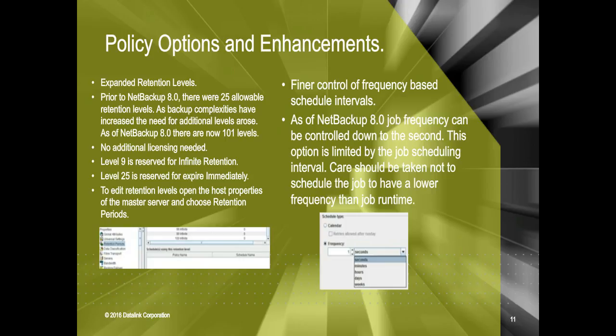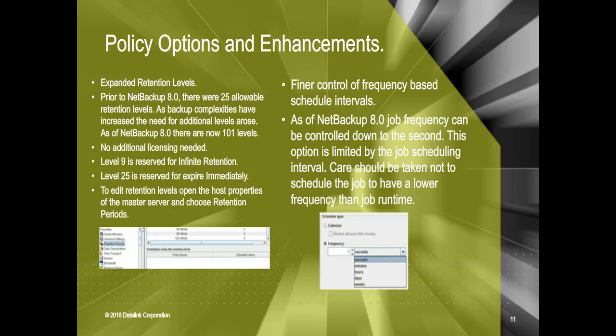As in previous releases, level 9 is reserved for infinite retention. This is a level you will not be able to change. This has been the case for the previous few versions. Level 25 is reserved for expire immediately. This is another retention level that you cannot change. And so those two levels are locked, but the remainder of the levels can be changed. To edit retention levels, simply open the host properties of the master server from within the administration console and choose the retention periods, and you'll see all those retention periods, and you can change them as you need.